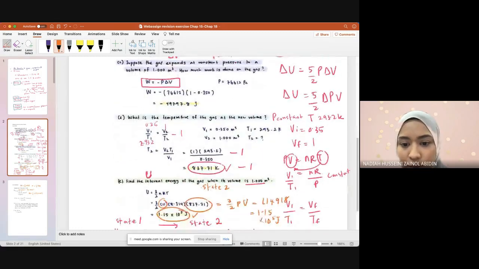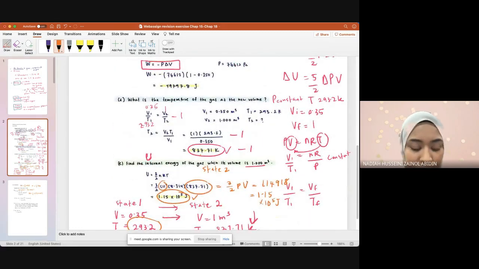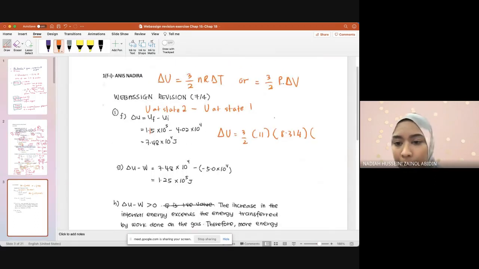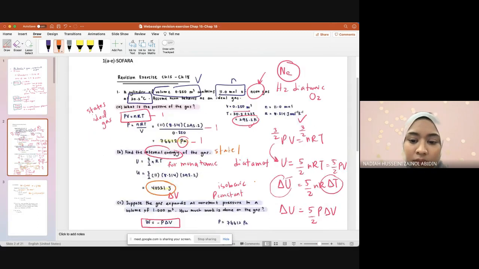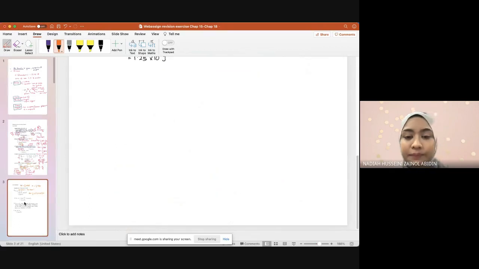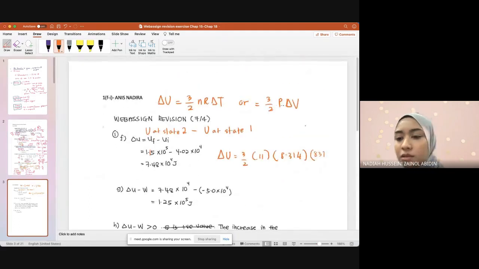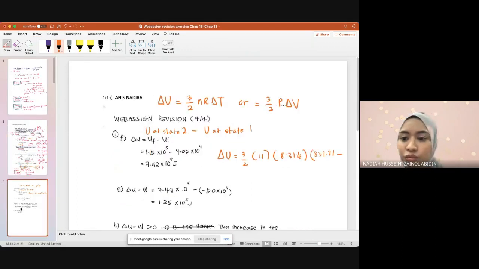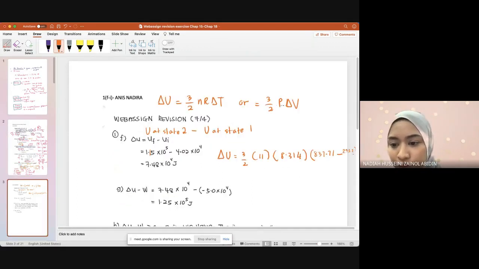my goodness, my writing is terrible. Temperature was 837.71 minus 837, I can't remember, 837.71, 837.71. This is why I can't do bio. 837.71 minus the initial temperature. So the initial temperature is 293.2. Okay, so 293.2. So it should be the same answer. So I'm going to try it.